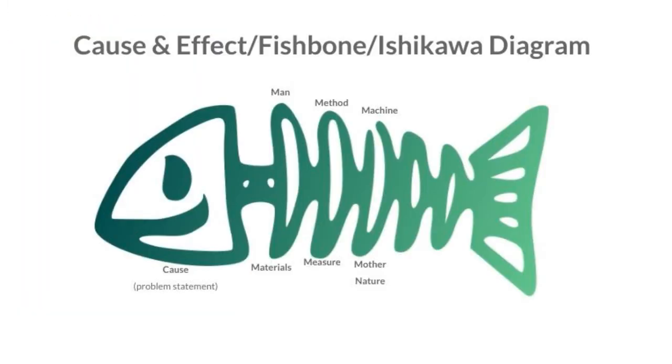The cause and effect, or Ishikawa, or Fishbone diagram, is what I like to call an organized brainstorming tool. The concept applies that we just reviewed. You want the ideas to flow without any criticism. The head of the fish represents your cause or measurable problem statement. The bones of the fish represent categories of information.